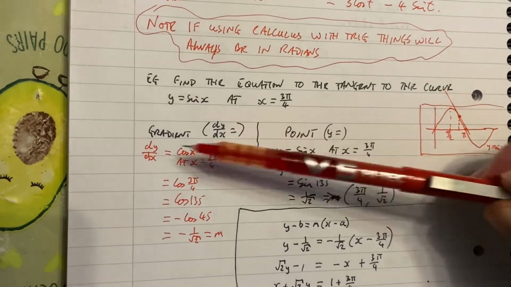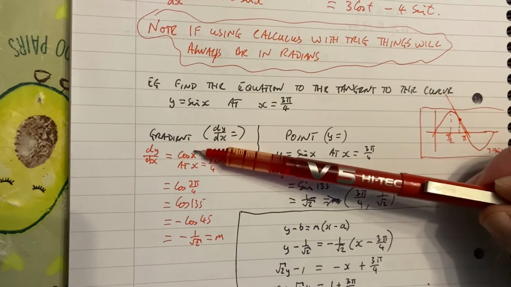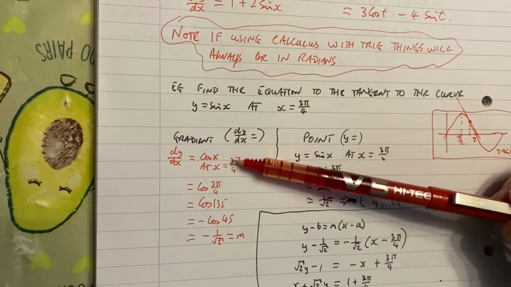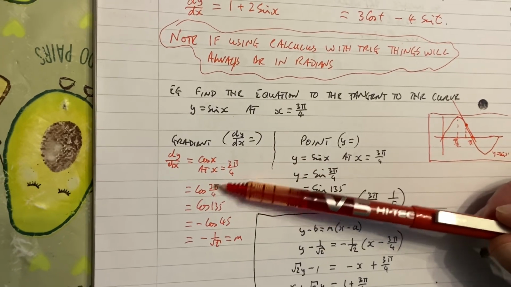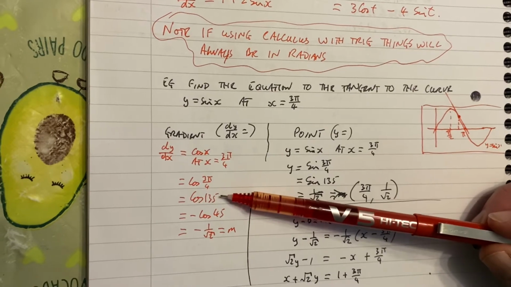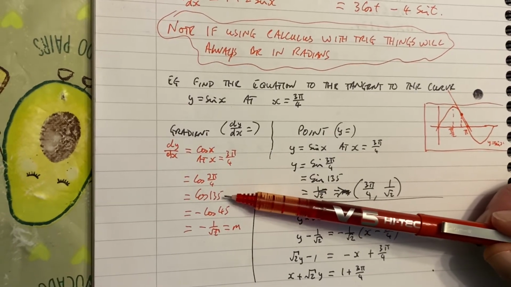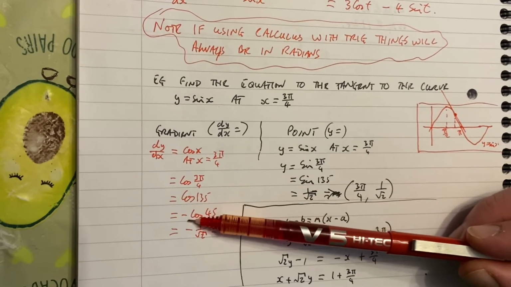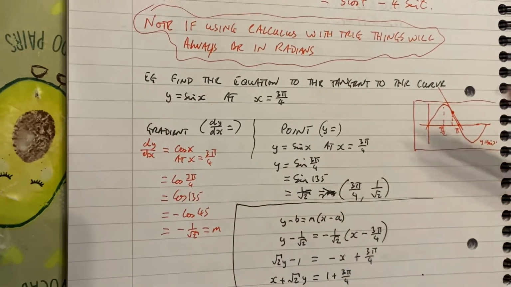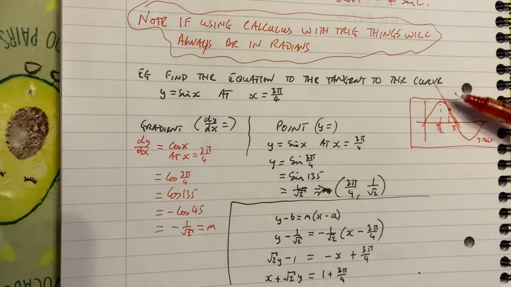Your gradient, dy by dx. So dy by dx, sine x becomes cos x. At x equals 3 pi by 4. So it's the cos of 3 pi by 4, so cos 135. Your acute angle is 45. Cos is negative in the second quadrant, so it's the negative cos of 45, which is negative 1 over root 2. We already knew that from the graph, it's a negative.